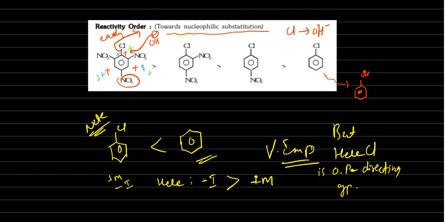Of course, there is the Dow process, but that needs extreme conditions: 300 atm and 650 Kelvin like this. Okay, next.